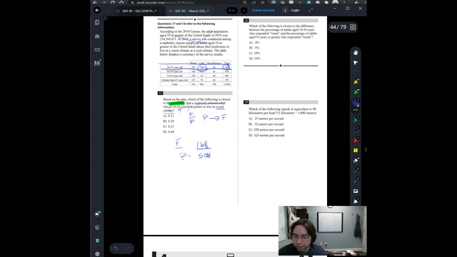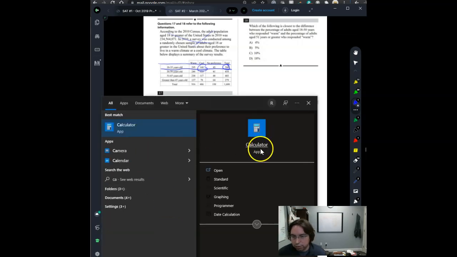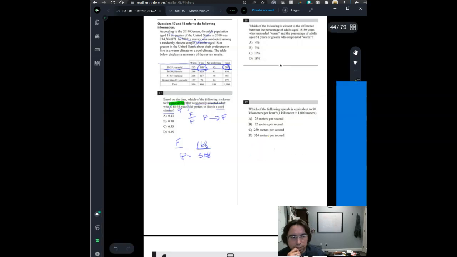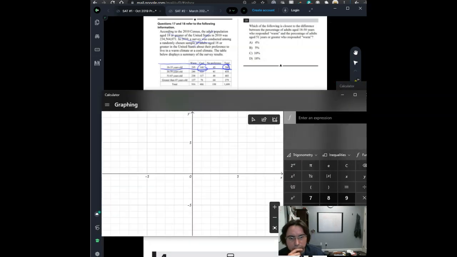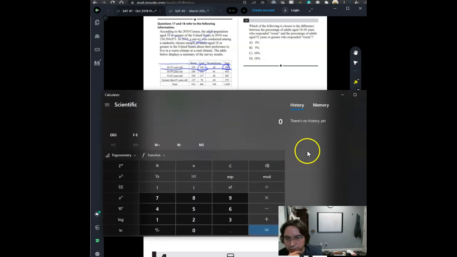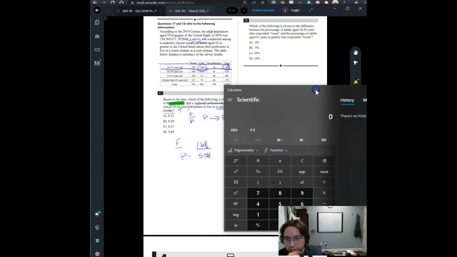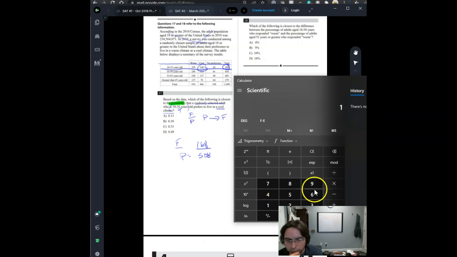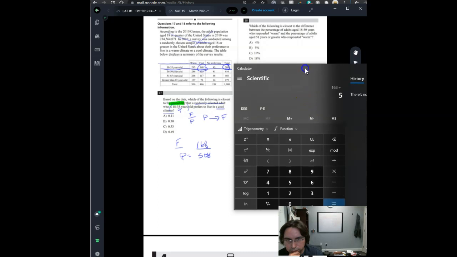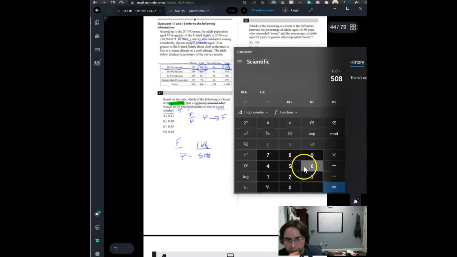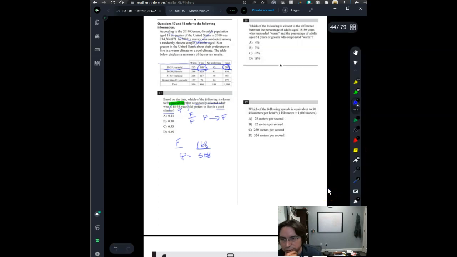So bringing up my calculator again of sorts, what we can then see from there. Sorry, I don't need graph, I need scientific. Well, taking too much time here, quite honestly. 168 divided by 508 gives me 33. So we can see C is the answer choice here.